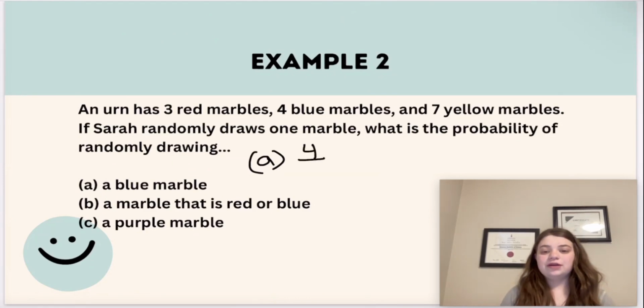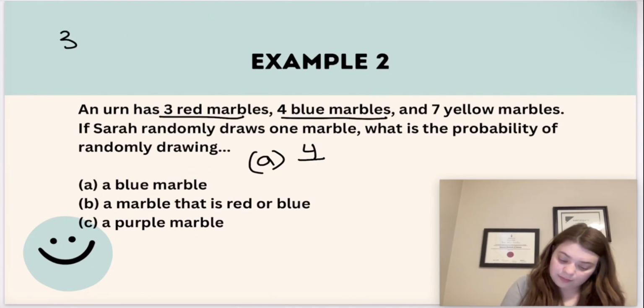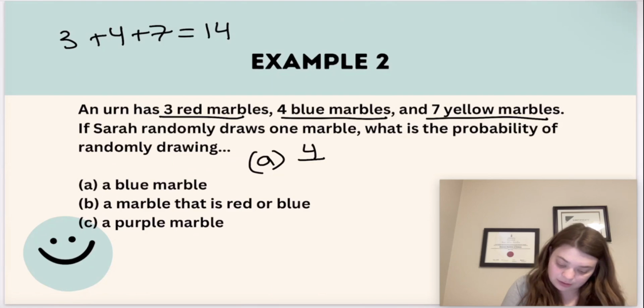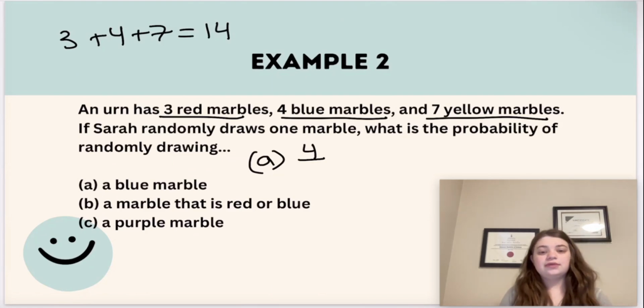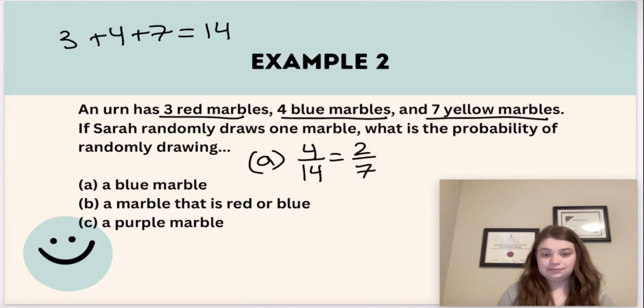And then the denominator will be how many total marbles are there? Well, there's 3 red, plus 4 blue, plus 7 yellow, which is equal to 14 marbles overall. So the probability is 4 over 14. Now, if we divide both by 2, we get 2 over 7.